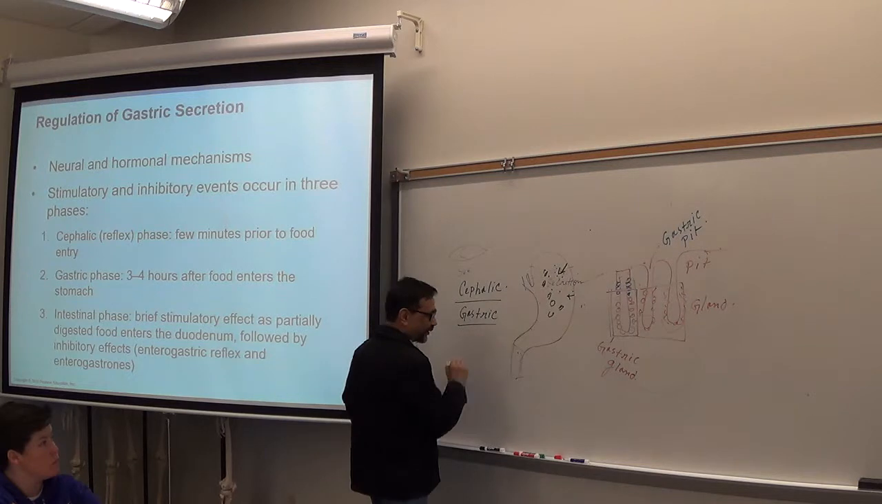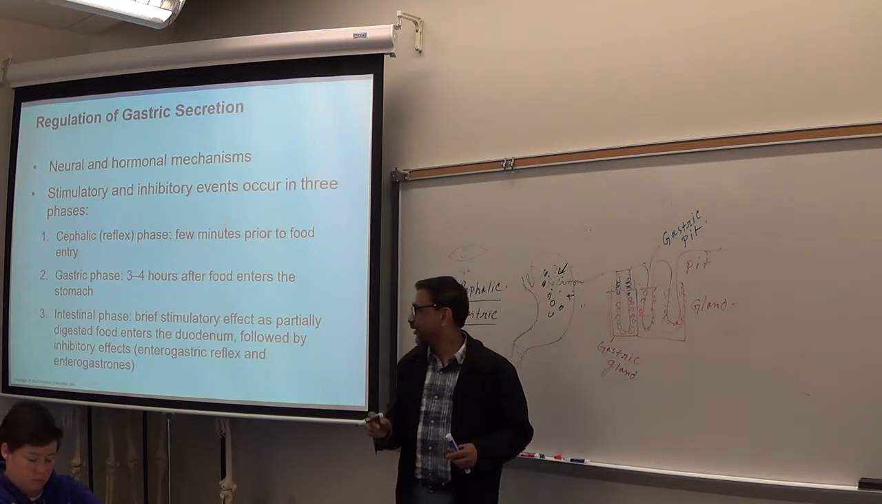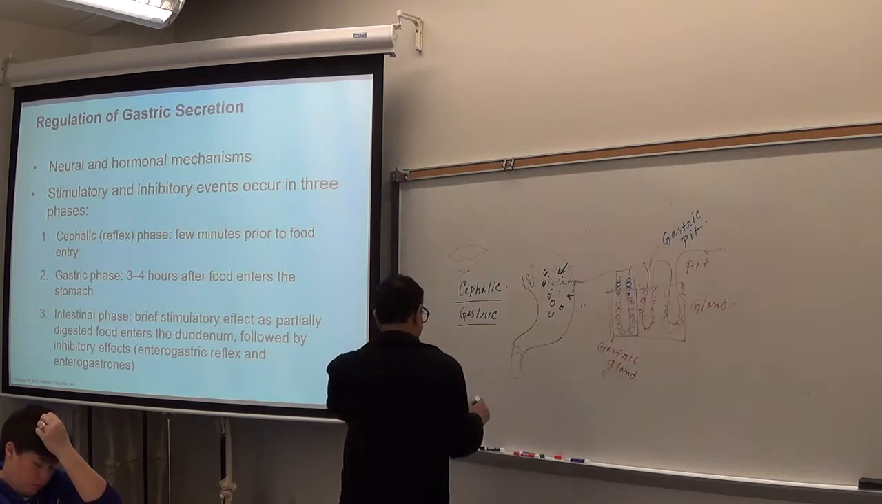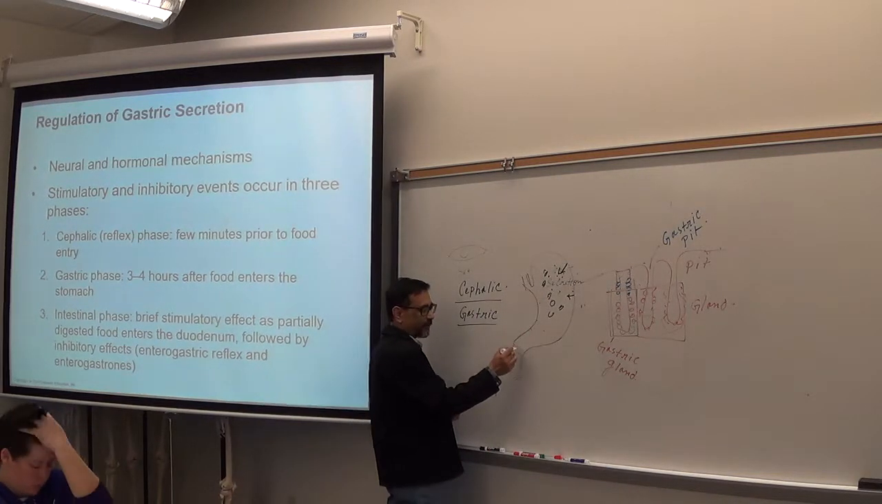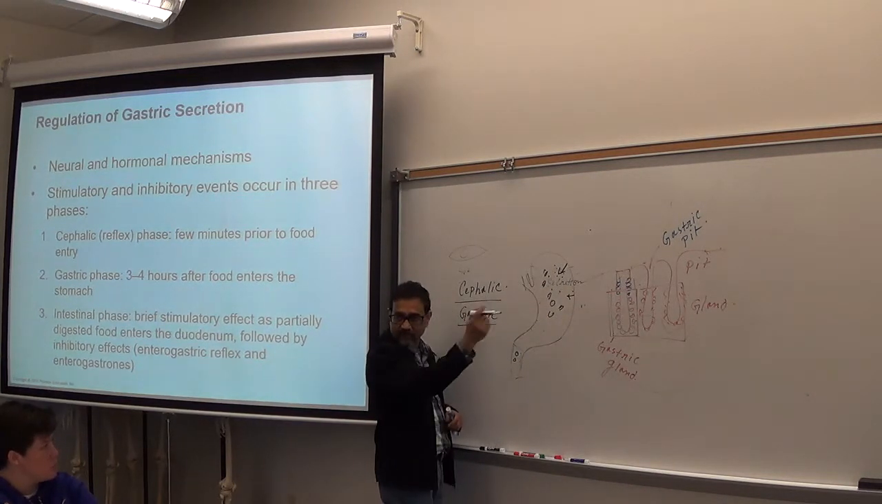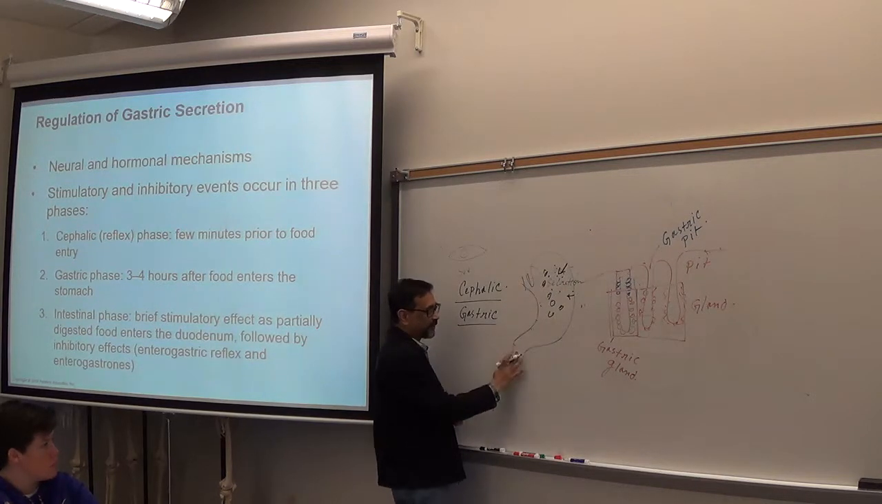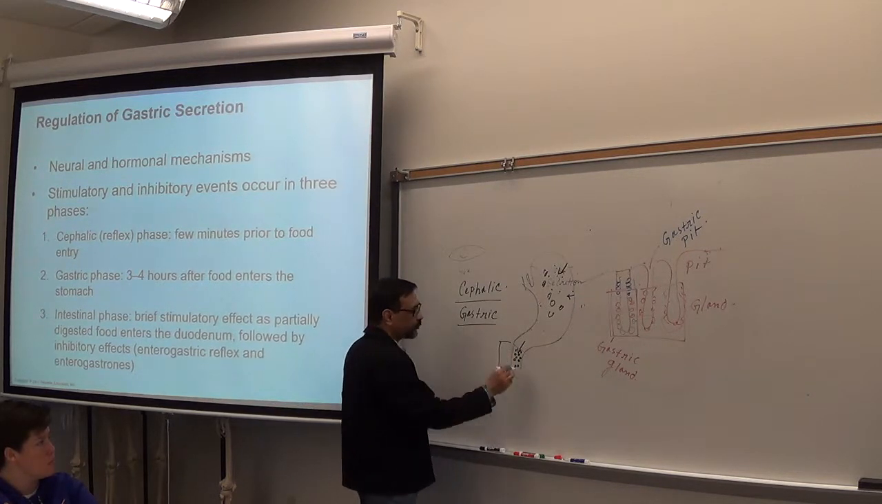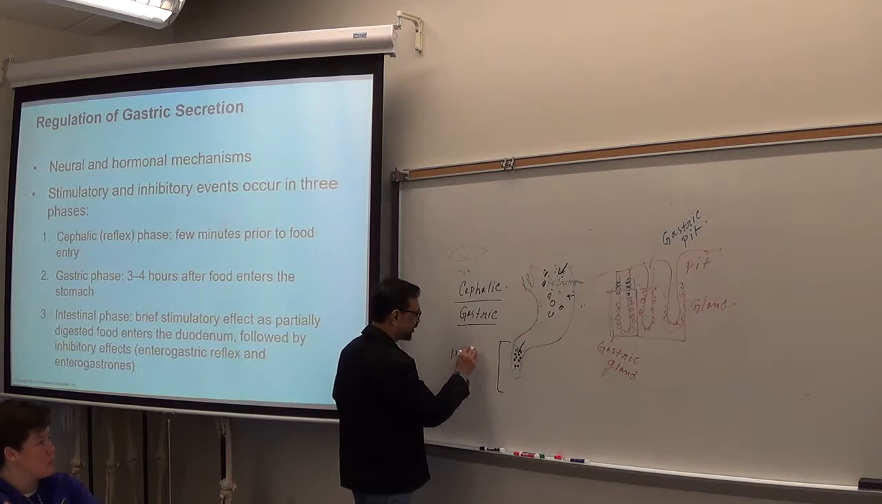And now the last one is called the intestinal phase. What happens from the stomach? We know that food is digested in the stomach, right? Breakdown of food occurs in the stomach. So the food is converted to smaller particles and enters into the intestine. First part of the intestine is the duodenum. So this is the intestine, enters into the intestine.